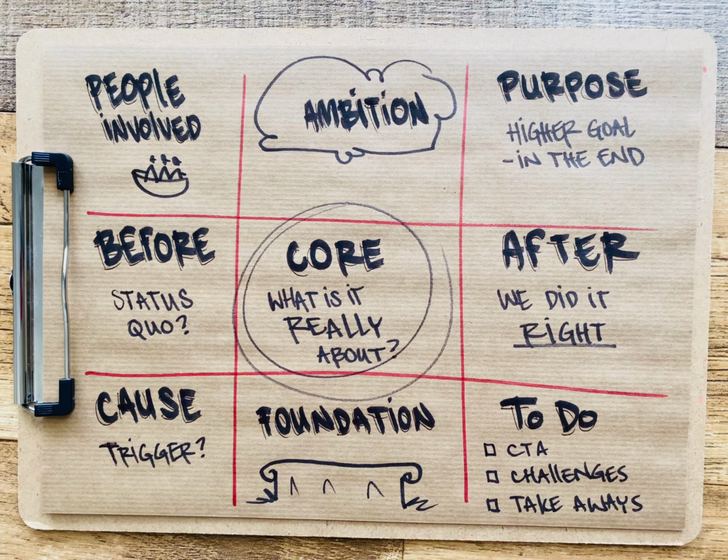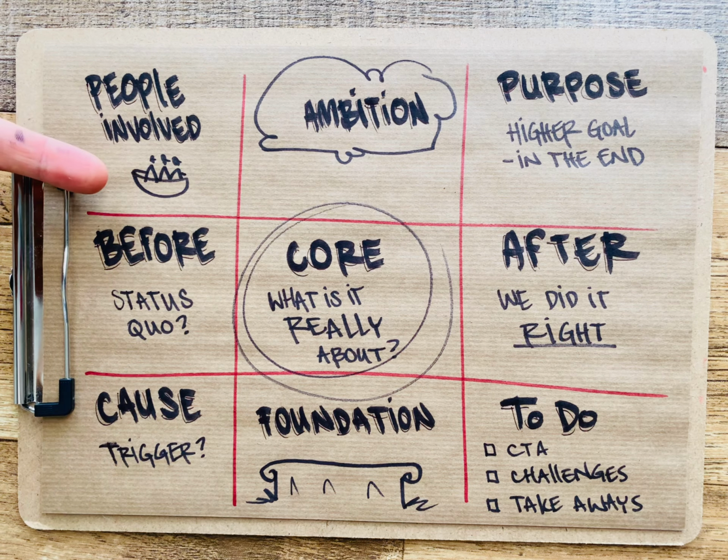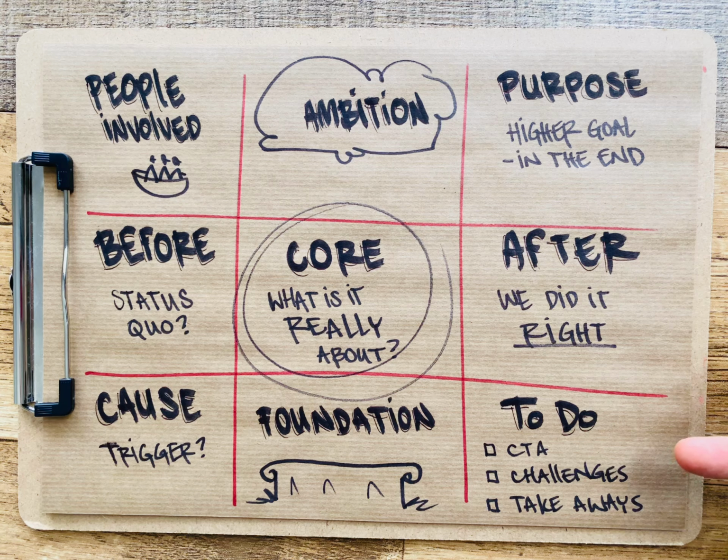The final 2 fields are the people involved. Who else should be here to take a decision? And on the bottom right are the to-dos. Here you write down your call to action, your key takeaways, and the challenges that you need to overcome. Let's look at 3 quick examples.